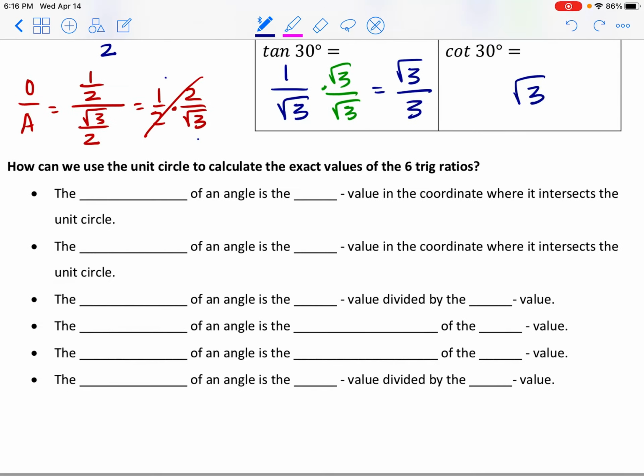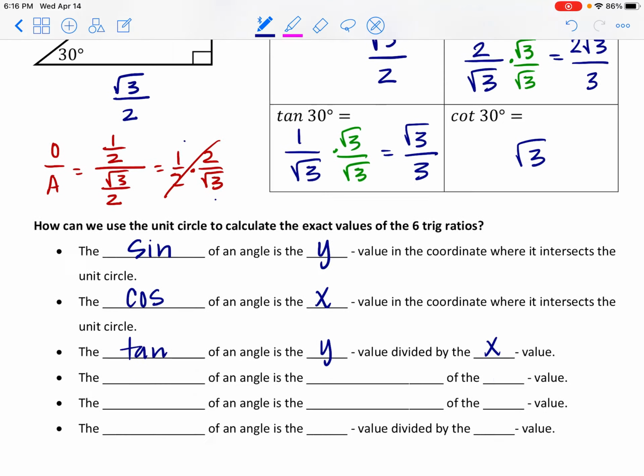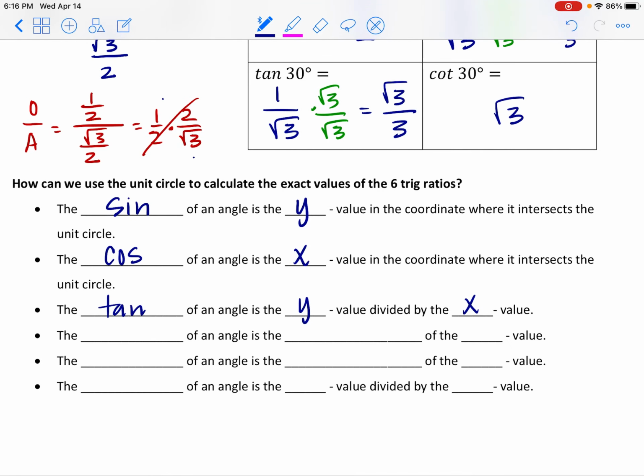So what we need to remember is that the sine of an angle is just the y value in the coordinate where it intersects the unit circle. The cosine is the x value. The tangent then is that y value divided by that x value. And everything else is a reciprocal. So sine, its reciprocal is cosecant. I know it's a little counterintuitive. You would think cosine and cosecant, but it doesn't work that way. So sine and cosecant, those are reciprocals. So the cosecant of an angle is the reciprocal of the sine.